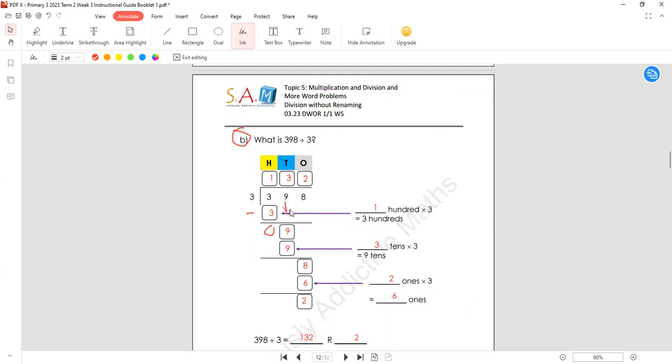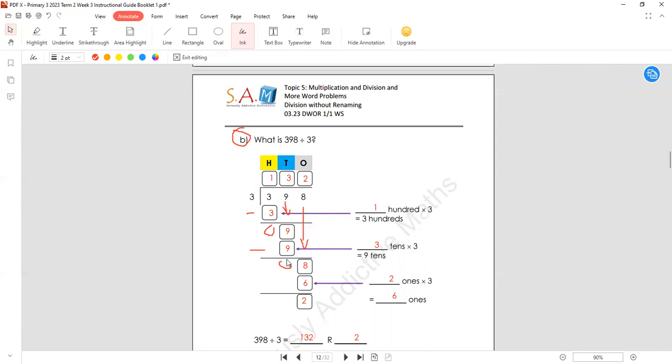And then you bring down the 9 tens to this level. And then 9 tens divided by 3 equals 3 tens. 3 times 3 tens equals 9 tens. So they need a lot of practice to familiarize themselves with the steps. 0, and then bring this down again, the 8. Now, what about 8?